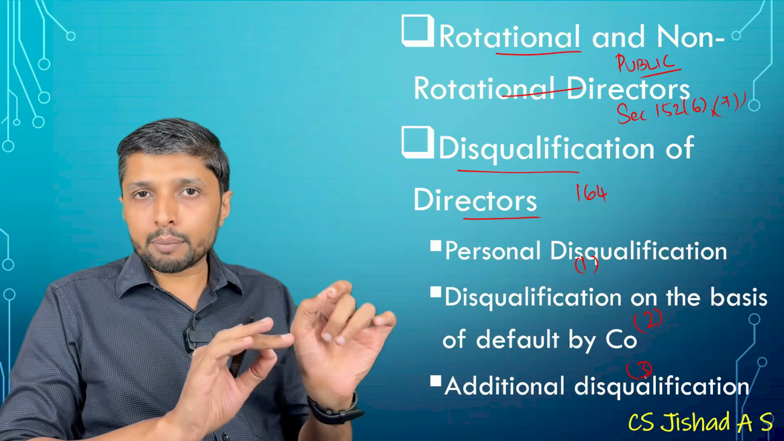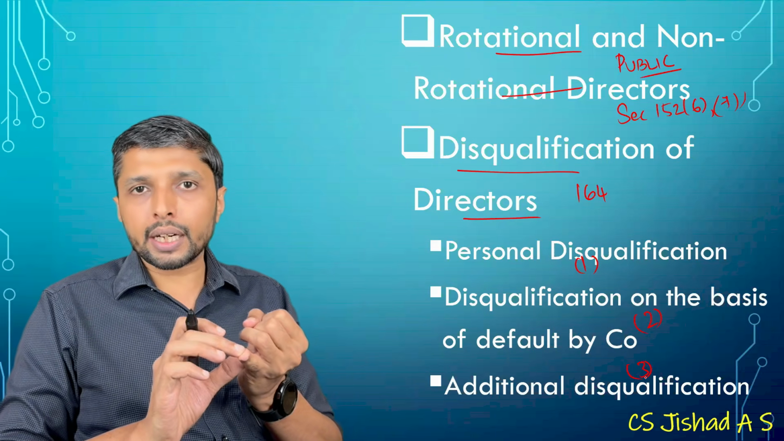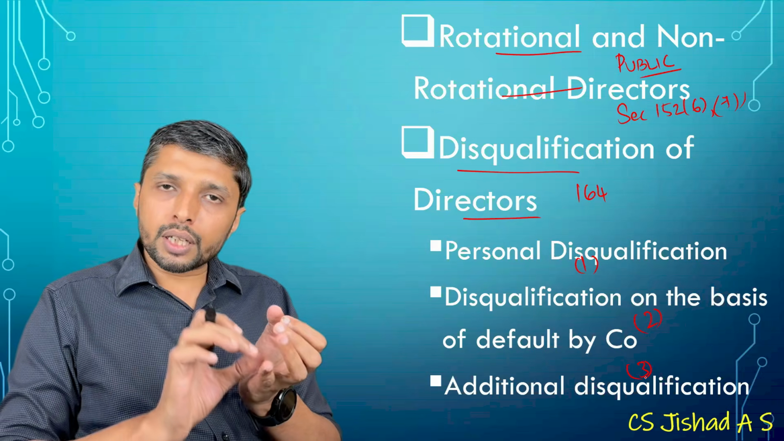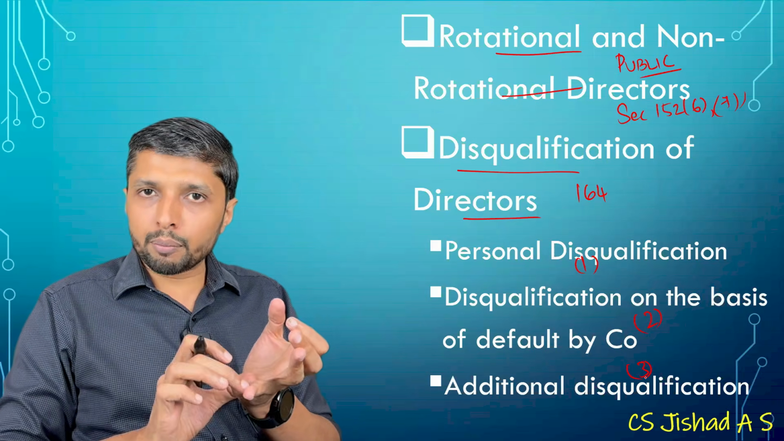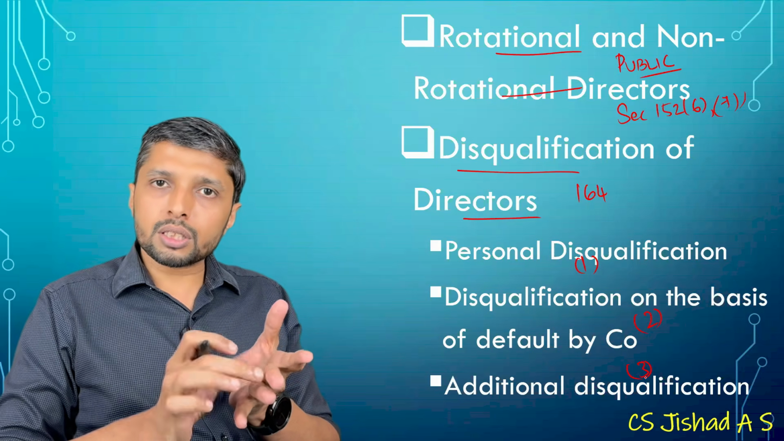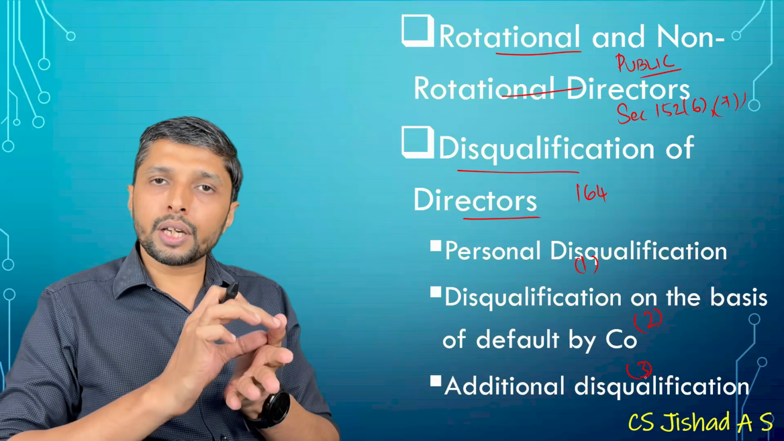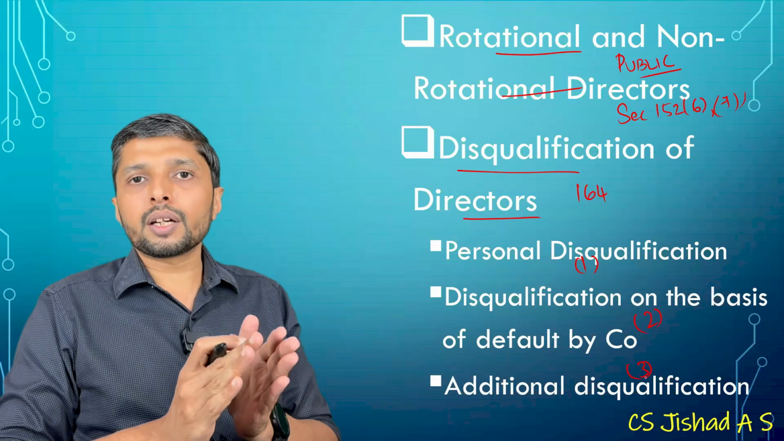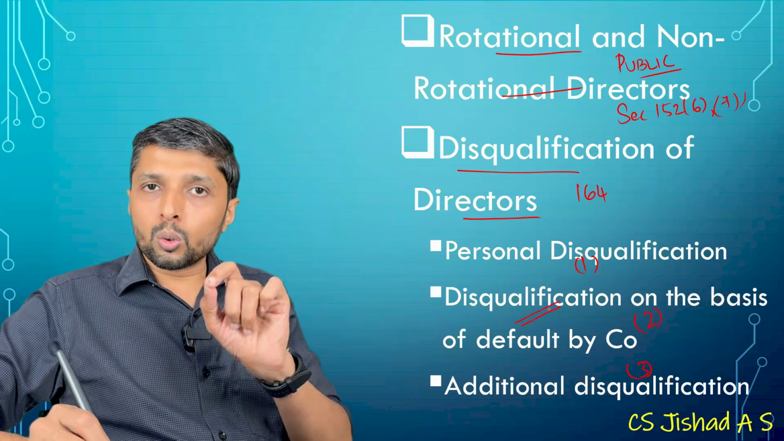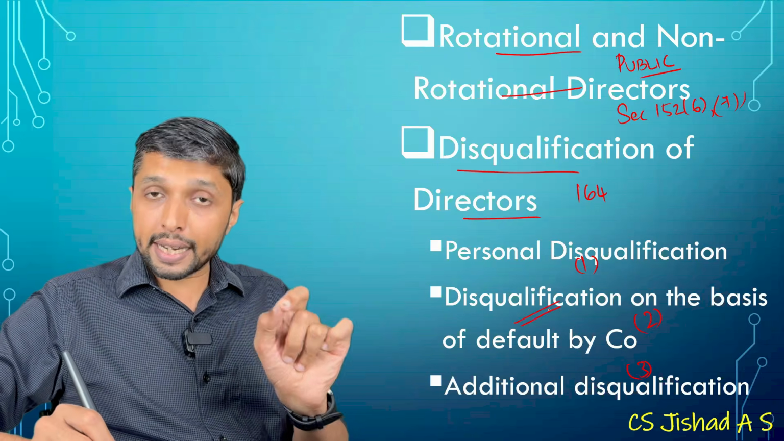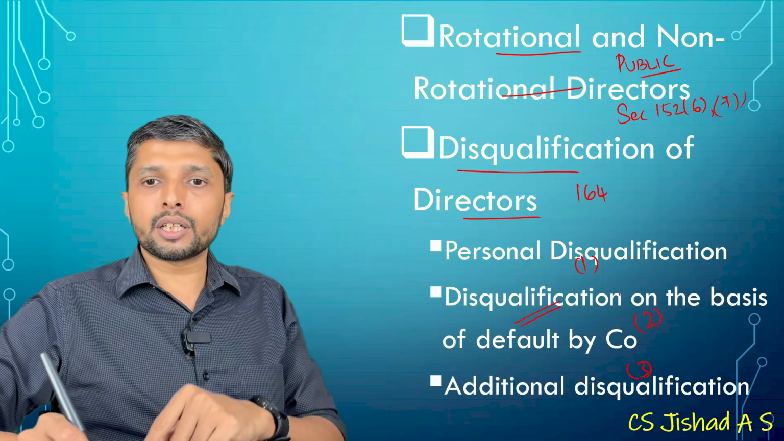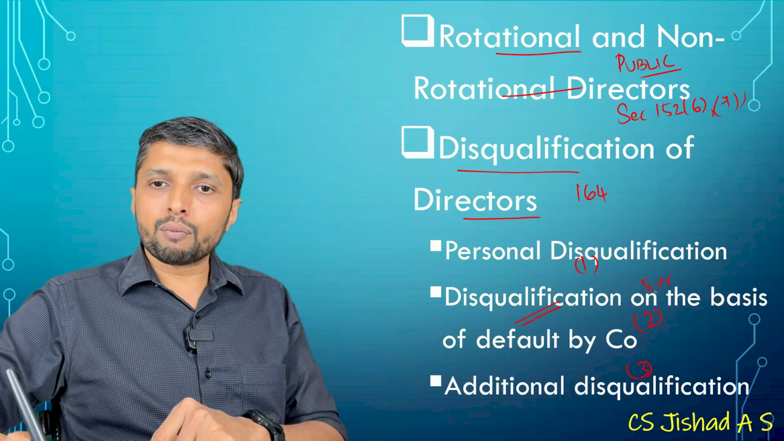So what are those particular defaults? If the company failed to file annual returns or financial statements for 3 consecutive financial years, or failed to pay interest on deposits, or failed to repay deposits, failed to pay interest on debentures, or failed to redeem debentures, or failed to declare or pay dividend, and the failure continues for 1 year or above, the directors who were directors during the time of default will be disqualified for a period of 5 years.